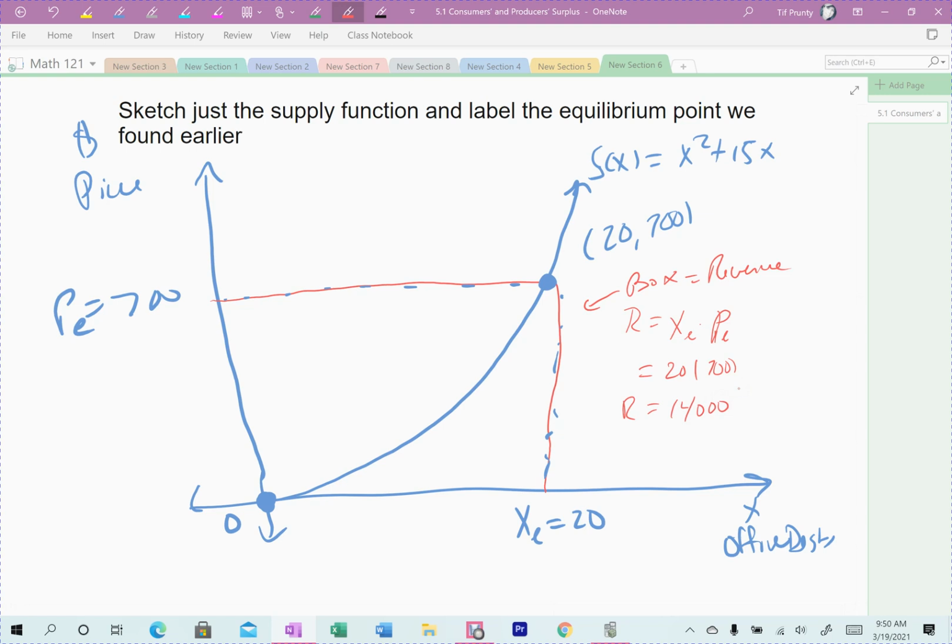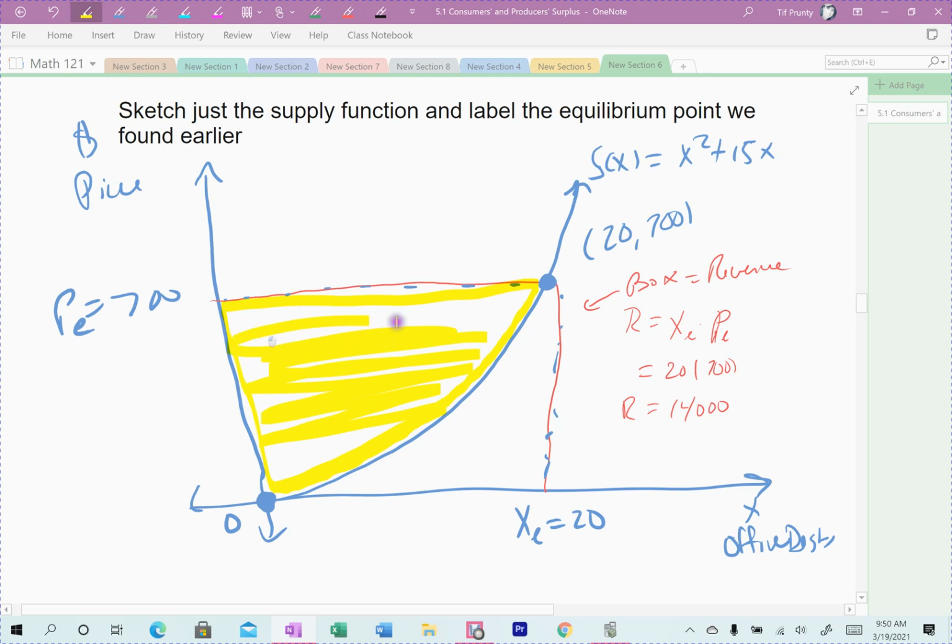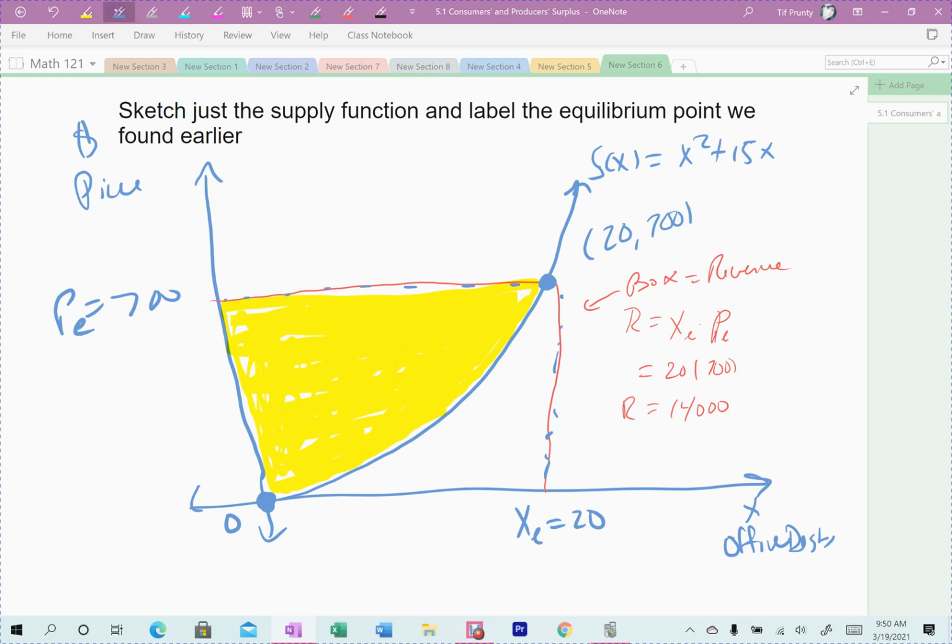The amount they would have been willing to settle for is the area under the curve. The area above the curve this time is the surplus, because they actually got the extra money that they would have been willing to settle for by selling fewer desks at a lower price. They didn't have to. They were willing to set it at 700. This yellow area is the producer surplus. That's the extra amount they got by having it set at the equilibrium point. The area under the curve is what they would have been willing to settle for, and the difference is the producer surplus. That yellow area is what we want to find.